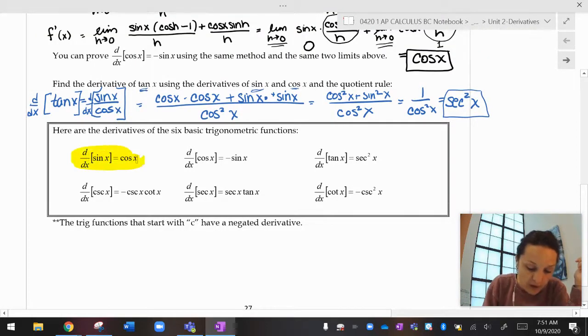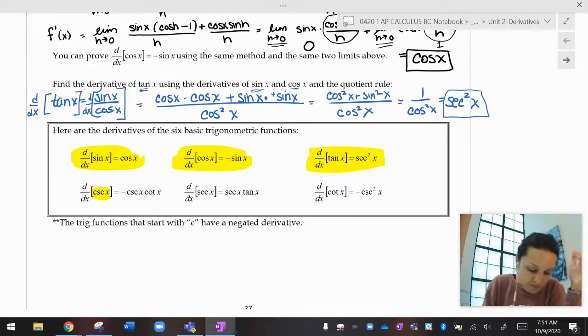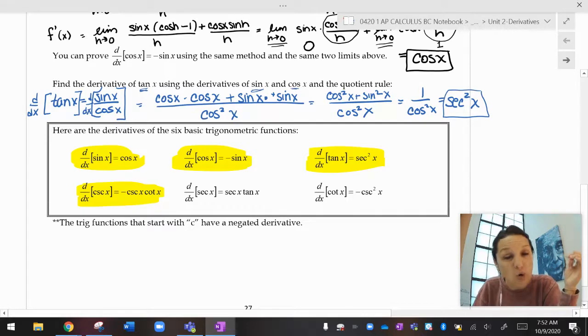The derivative of sine is cosine. The derivative of cosine is negative sine. The derivative of tangent is secant squared. All the ones on the bottom you can get by taking the quotient rule and using the reciprocal on top. So if you want the derivative of cosecant, you can take the derivative of 1 over sine and use the quotient rule. If you did that, the derivative of cosecant is negative cosecant cotangent. The derivative of secant is secant times tangent, and the derivative of cotangent is negative cosecant squared.